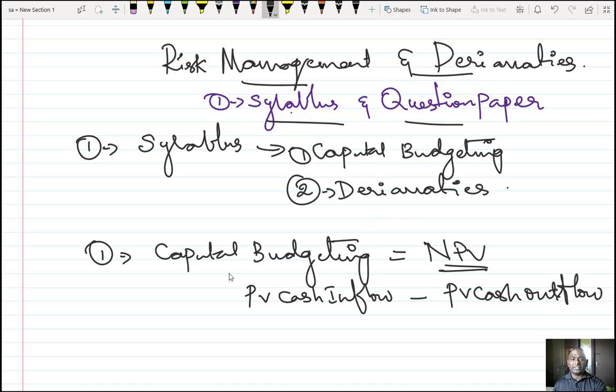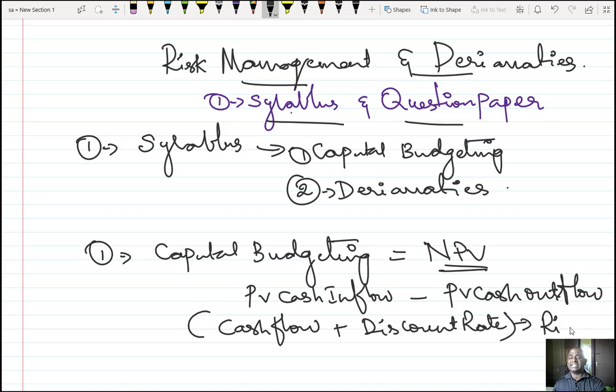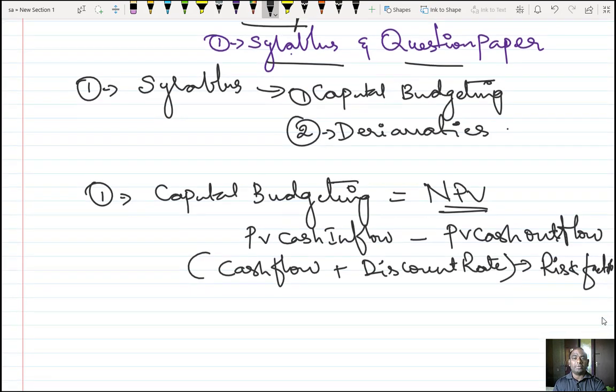Now, sir, we have already studied capital budgeting in our first semester. Why are you teaching capital budgeting once again? What you studied in your financial management in the first semester was at a little basic level. As you know, there are two components in this: one is the cash flow, another one is the discount rate. Both of these were already given in the problem. We did not take into account the risk factors, which we will study this semester. Now, this is about capital budgeting.